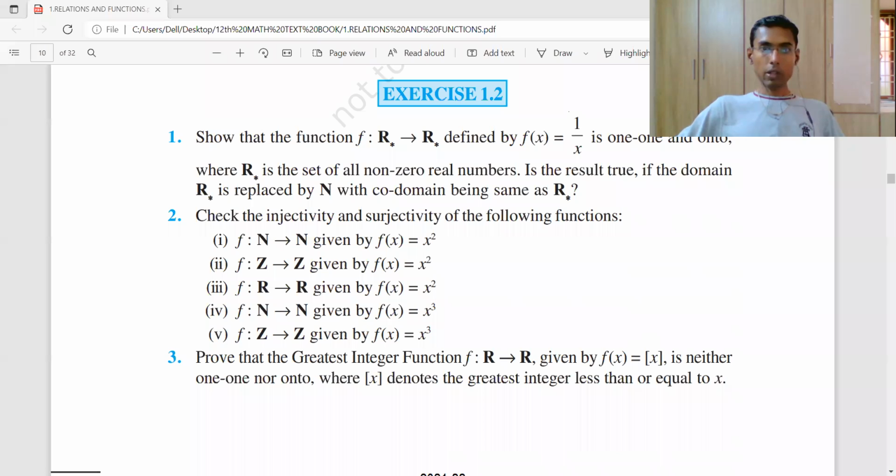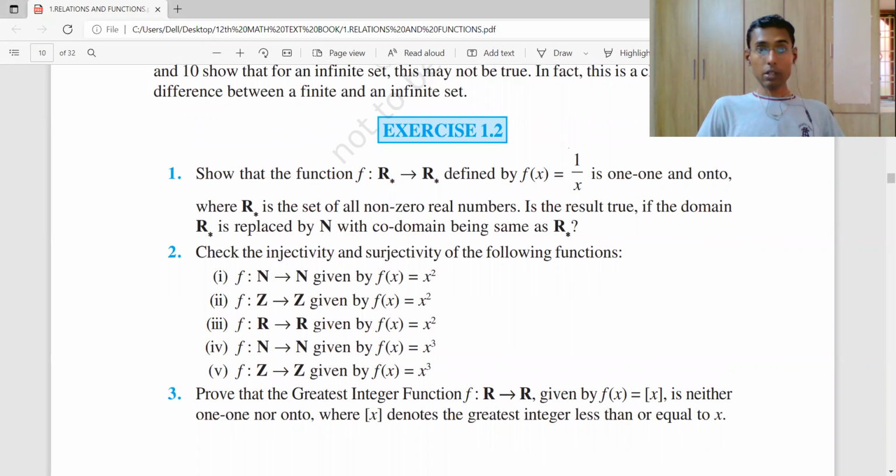Okay, all right. So what we need to discuss here: show that the function defined by f of x equal to 1 by x is one-one and onto, where R star is the set of non-zero real numbers. Is the result true if the domain R star is replaced by N, natural numbers, with the codomain being the same as R star? That means if R star is replaced by N, is this result true or not? Whether it is one-one and onto or not is what we need to check.